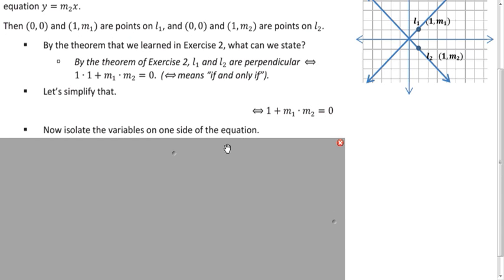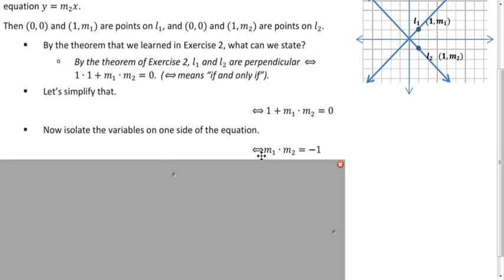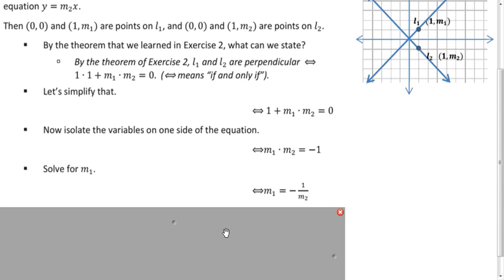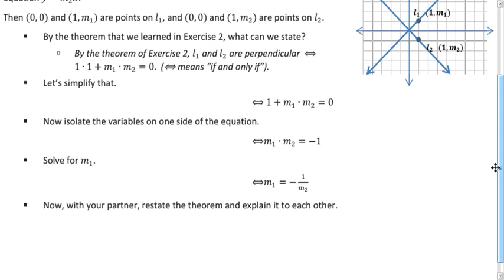Let's get the m's by themselves. That's true if and only if this is true, right? Subtract 1 from both sides. And let's solve for the first slope. When we solve for the first slope, we see that we have negative quantity 1 over m2. So this proves that these lines are perpendicular if and only if their slopes are negative reciprocals.